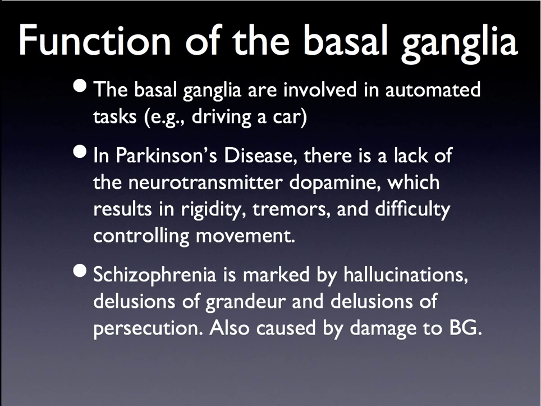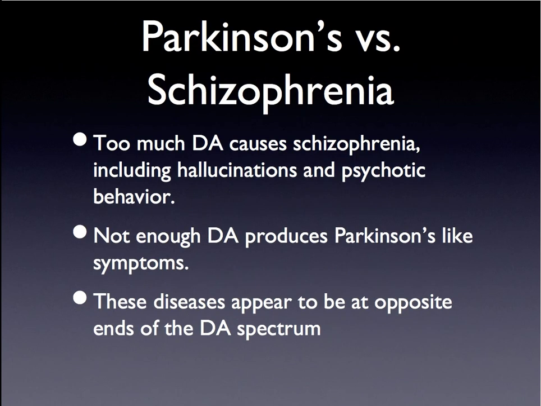At the opposite end of the spectrum, you could have a disease like schizophrenia, and that's marked by hallucinations, delusions of grandeur, delusions of persecution, and that's also caused by damage to the basal ganglia. So a very odd relationship between Parkinson's and schizophrenia. If you have too much dopamine in the basal ganglia, it causes schizophrenia, and then you get hallucinations and psychotic behavior. But not enough dopamine produces Parkinson's-like symptoms, and then you have rigidity and tremors. So these diseases appear to be at the opposite ends of the dopamine spectrum.